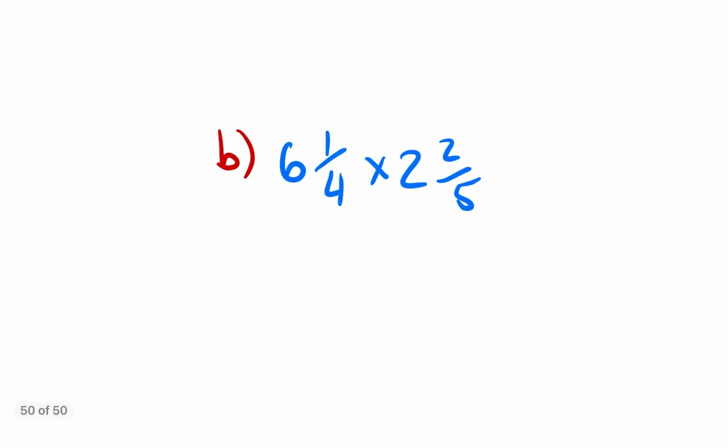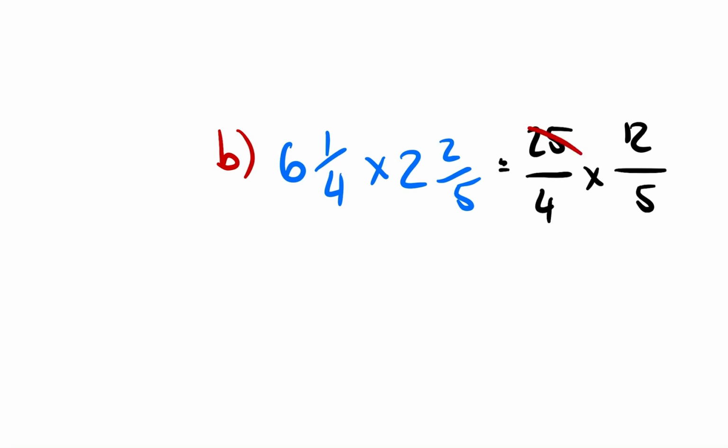Alright, so our last one here, we've got 6 and a quarter times 2 and 2 over 5. So first step, I'm going to go 6 times 4, which is going to give me 24, plus 1 to take me to 25 over 4 times. Now 2 times 5 is 10, plus 2 is 12 over 5. Now let's see, can I do any cancelling down? Yes, I can. I'm going to divide by 5, and that's going to give me 1 and 5.